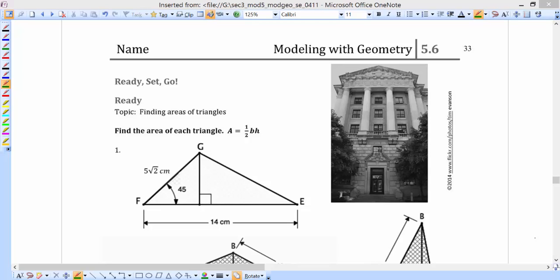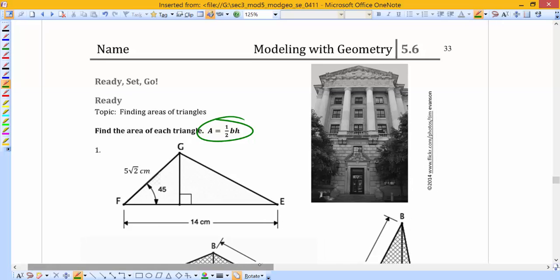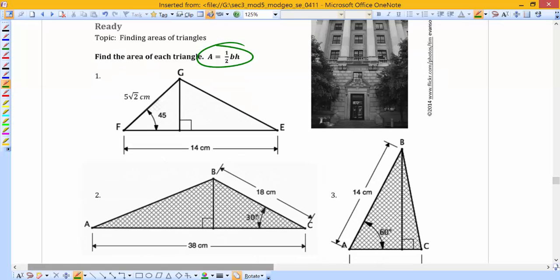All right, 5.6 ready. Seems relatively simple. We're finding the area of a triangle. If we remember, area is 1/2 base times height. And I'm looking at this triangle, and I see I have the base. Here's the base, 14 centimeters.